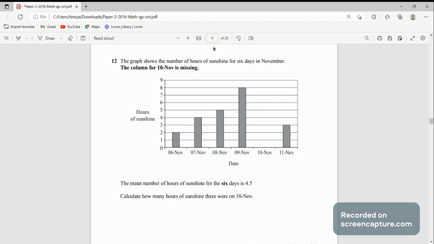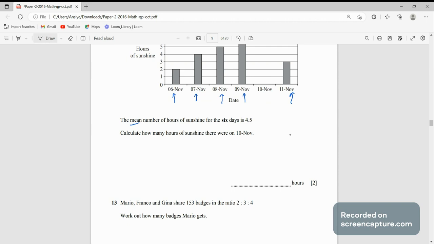The graph shows the number of hours of sunshine for 6 days in November. The column for November 10 is missing. See 6th November, 7th November, 8th November, ninth number, 10th number is missing, and 11th number is given. The mean number of hours of sunshine for the 6 days is 4.5. So the mean value is given. Calculate how many hours of sunshine there were for that day. So we need to complete this graph.